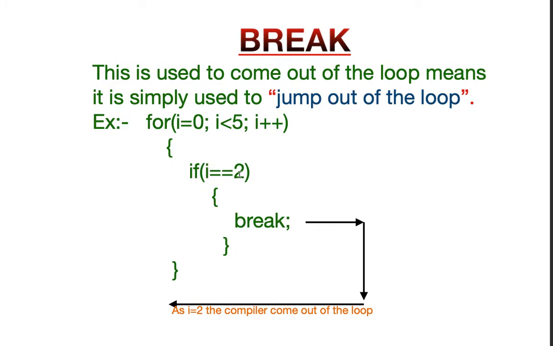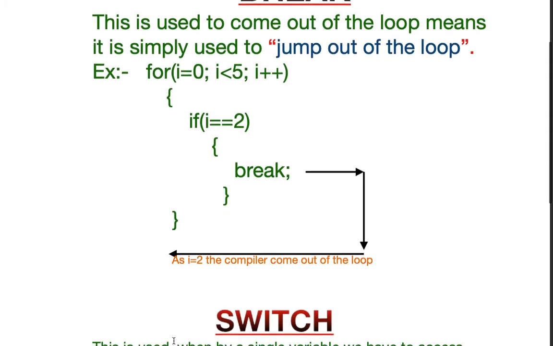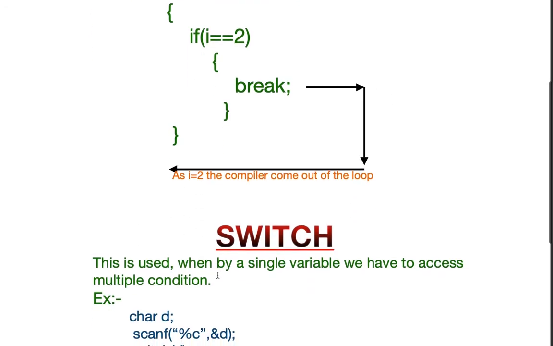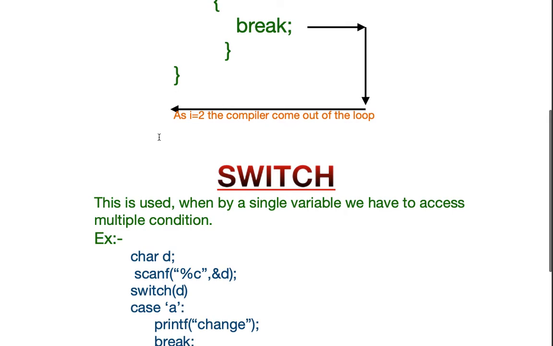This condition is true. Now the compiler is going to execute this statement. And what is written here? Break. So the compiler directly comes out of the loop and executes all the statements which are outside the loop. In reality, this loop is going to run for 5 times, but due to this break statement and this condition, we jump out of the loop. Okay. Now, as you can see, as I is equal to 2, the compiler comes out of the loop.